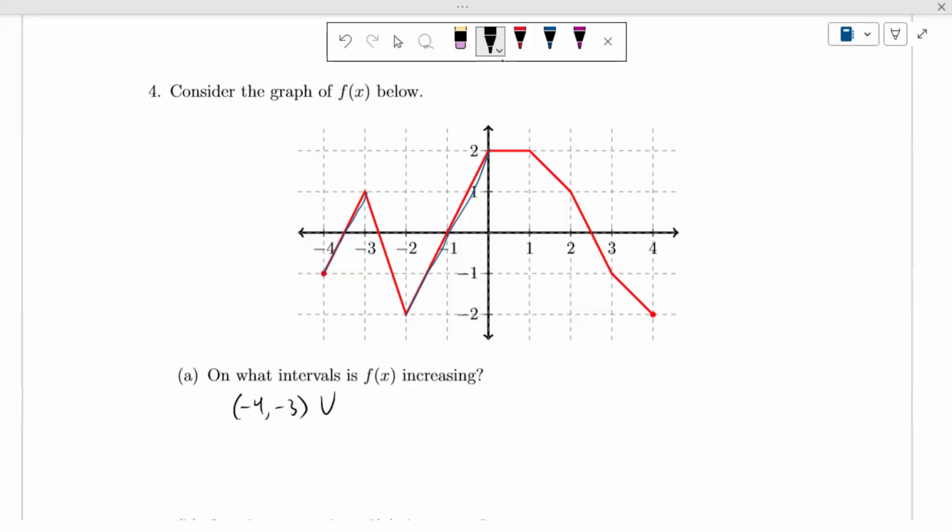And then also, for x's between -2 and 0, our y values are increasing, right? So -2 to 0. Okay. Remember, these are the x values. So any questions on that?